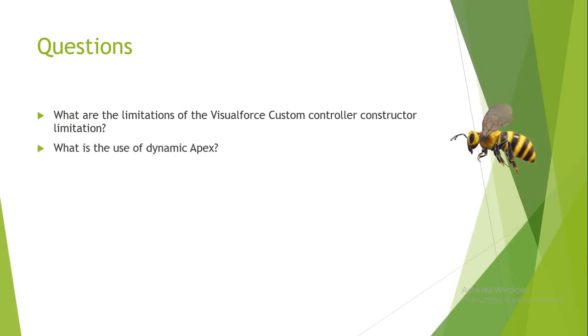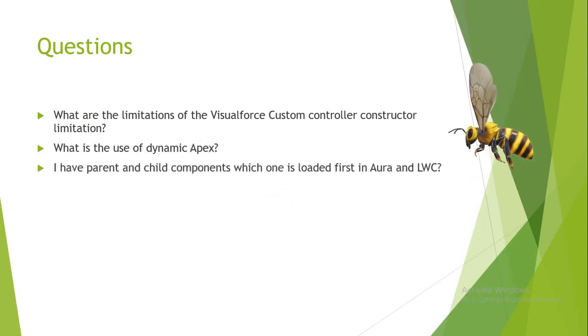What is the use of Dynamic Apex? So I have a scenario now. I have parent and child components in Aura programming model. Like that, I have implemented parent and child components in LWC programming model also. Then which component will be loaded first in Aura programming model and in LWC programming model? Is there any difference?